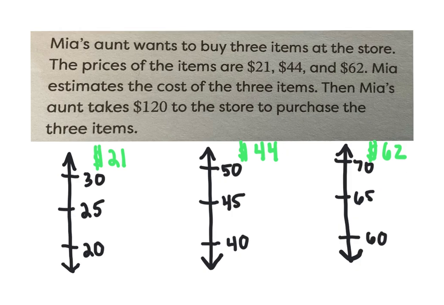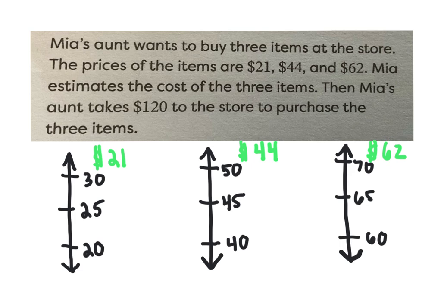Okay, so let's think about how Mia could do this differently for this real-life situation. Because we don't know exactly, is she exactly sure those items cost that exact amount of money, and then she has to also think about tax added on. It's always good to have a little bit more than less.